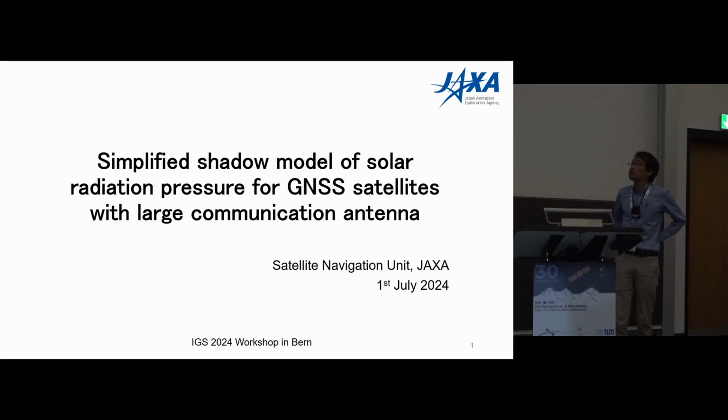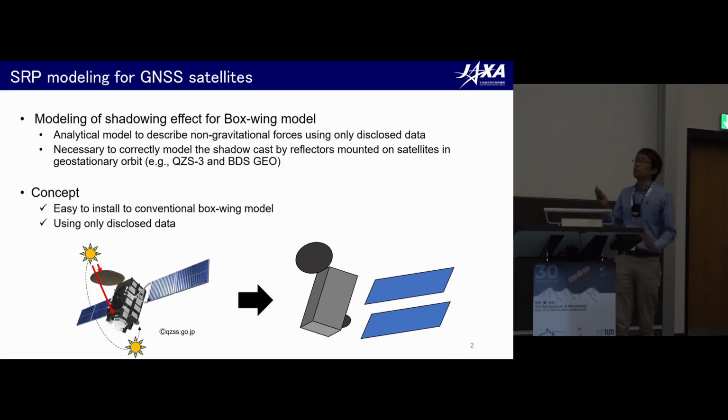Today, I'd like to introduce the solar radiation pressure model for GNSS satellites with a radio communication antenna, which affects the shadowing effect on the satellite body. The aim of my presentation is to construct a model of the shadowing effect for the box wing model.